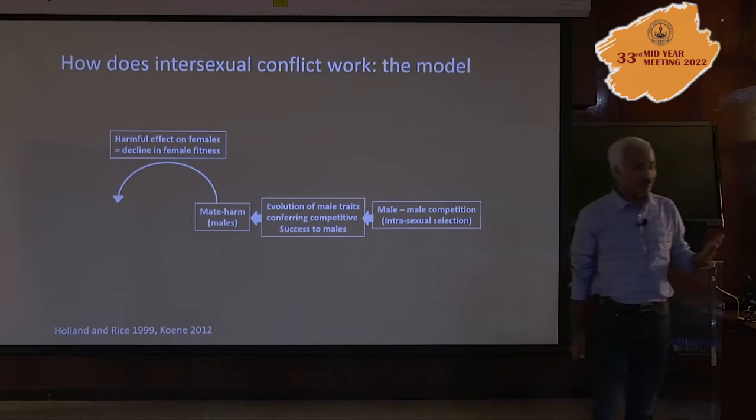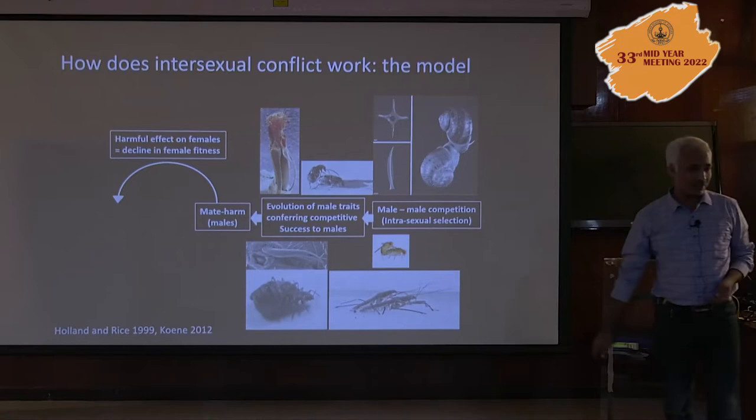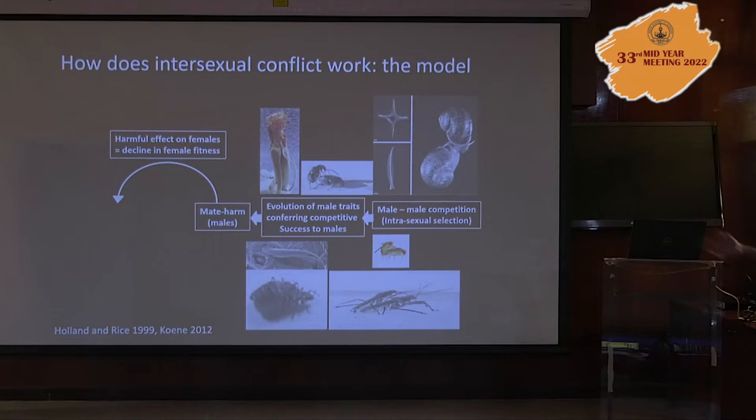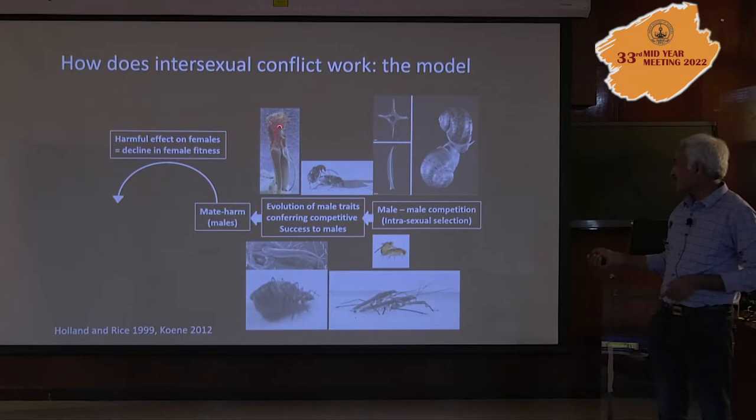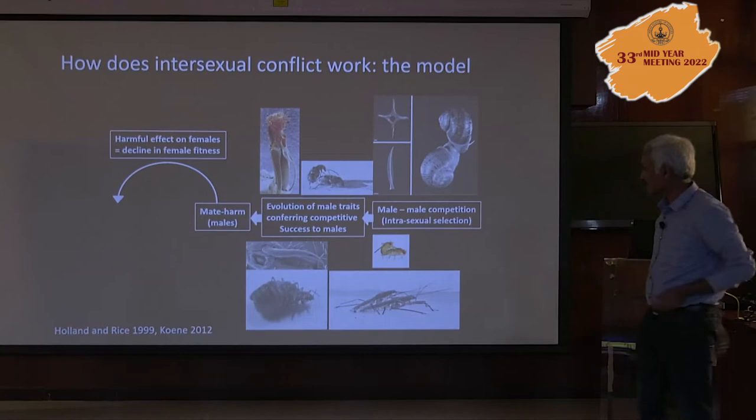Are there examples of such characters? There are a large number of such characters. As examples, one could use the poster child for such studies, Drosophila melanogaster males, during mating transfer a huge cocktail of proteins into the females. It increases the male fitness but reduces the female fitness. There are a large number of morphological characters seen in beetles, bed bugs, water striders, snails, a large number of morphological characters which have the property of increasing male fitness at the cost of female fitness. So there are a large number of such examples.